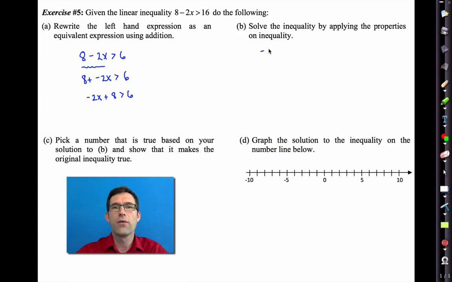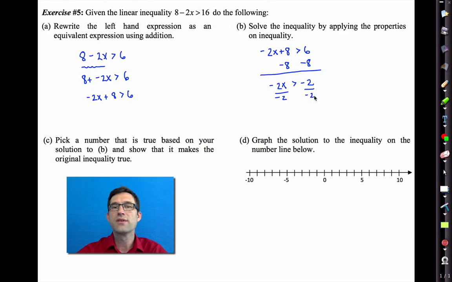Now I want to solve in letter B this inequality using the properties of inequality. Now here we're going to be careful. We're going to use the additive property of inequality to add negative 8 to both sides. Remember, that does nothing in terms of changing the inequality symbol, but here's where we have some issues.